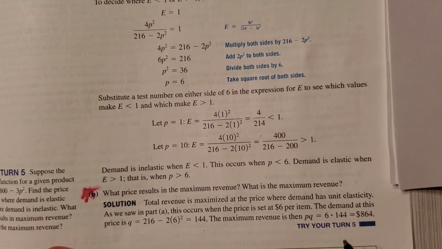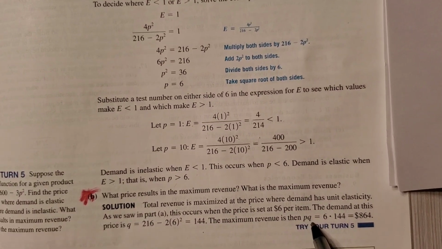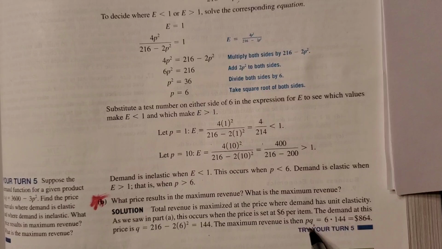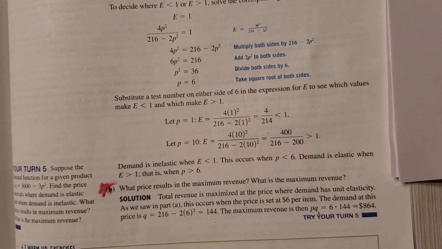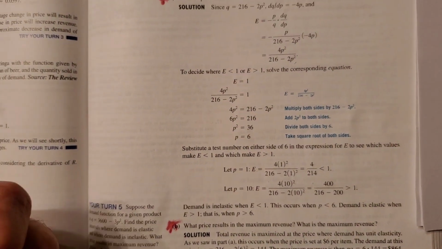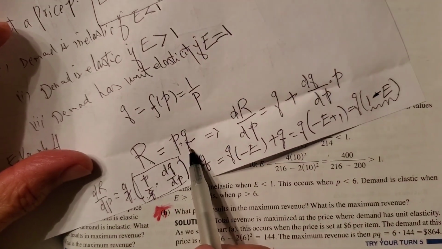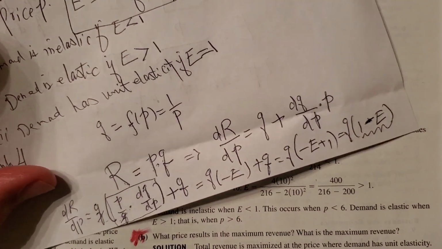In other words, P times Q, which is equal to R, the maximum revenue, becomes P times Q. Remember, R was P times Q. So we are using R equals P times Q, and that's the maximum revenue.